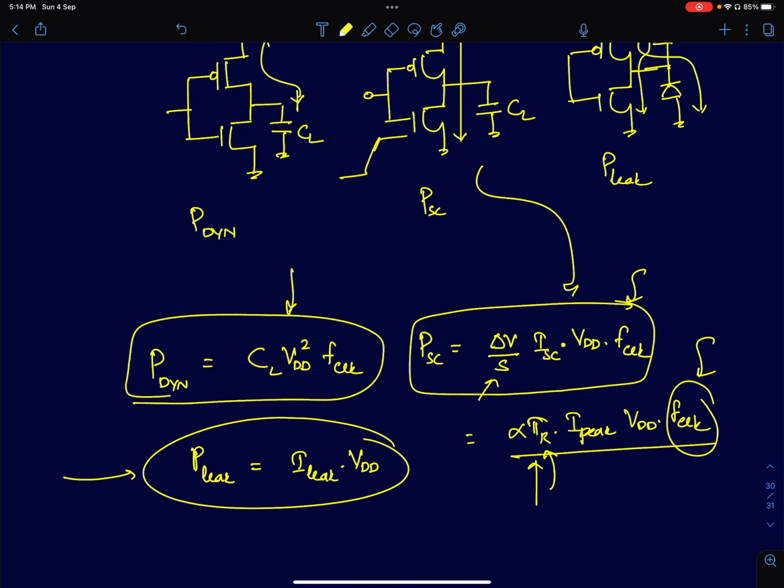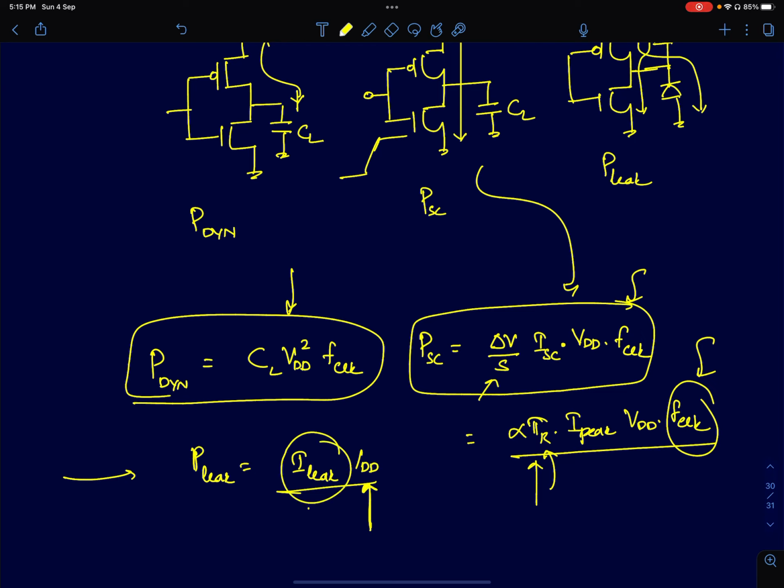But if you assume diode leakage, it's directly proportional to VDD. And if you assume gate leakage is the dominant source of leakage currents, then that will have an exponential dependence on the supply. Leakage currents will have the worst increase with temperature. When you increase the temperature, your leakage current, whether it's gate leakage or diode leakage, will just increase exponentially with temperature. The other term, the short circuit power, also has a dependence on temperature.